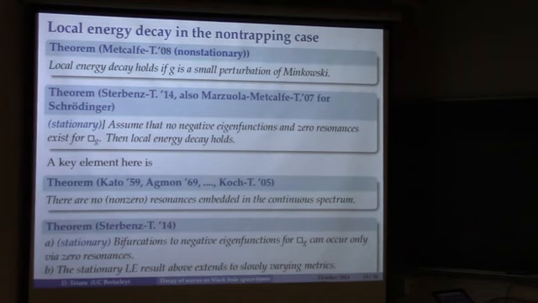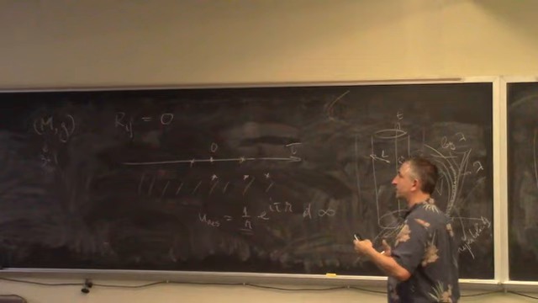And then this spectral characterization of local energy decay, which says that if nothing bad happens, then everything is good. If you don't have these enemies, these negative eigenvalues, and if you don't have these zero resonances, then you have local energy decay. So it's a spectral characterization of local energy decay, and this spectral characterization holds in the stationary case.